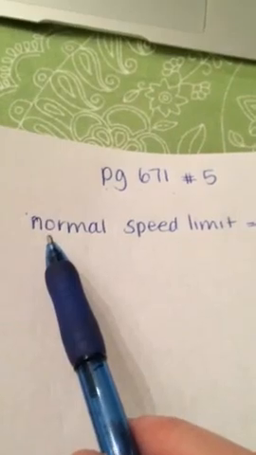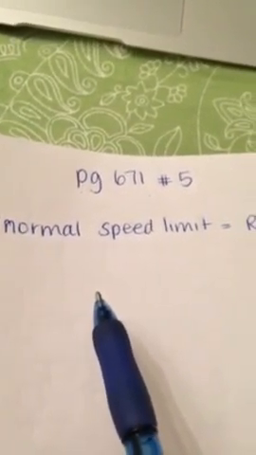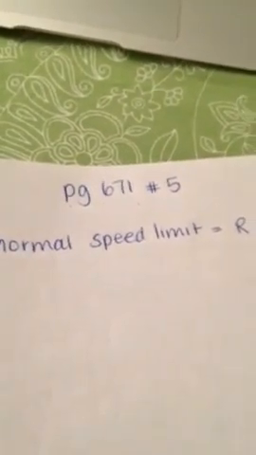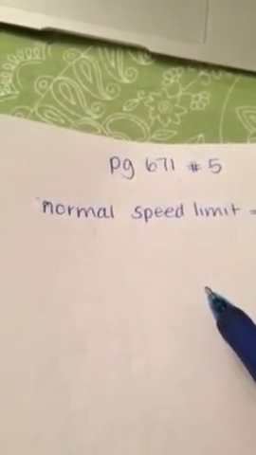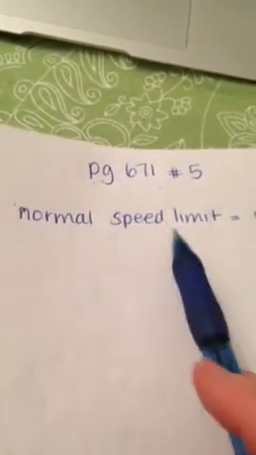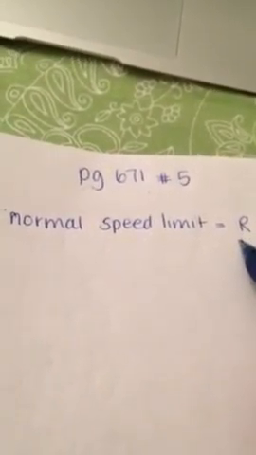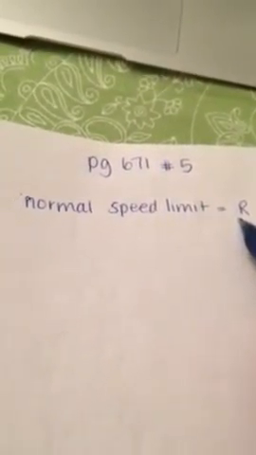Okay, so now I'm looking at page 671, number 5. If the speed limit is decreased by 10 kilometers on a 100-kilometer stretch of a highway, the trip will take half hour longer than usual. What is the usual or the normal speed limit? So I let that be my unknown because that's the question being asked.